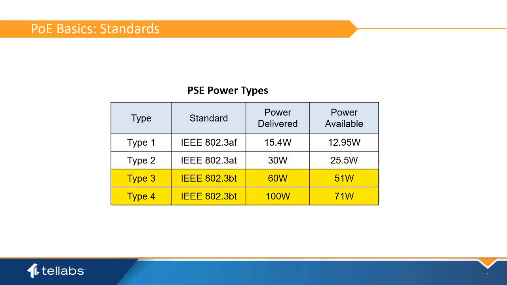Type 3 and 4 PoE is also called 4-pair PoE. Type 3 provides 60 watts of DC power, and Type 4 provides 100 watts to each PoE port. PoE Type 3 and 4 can support devices such as digital signage and advanced pan-tilt-zoom cameras.